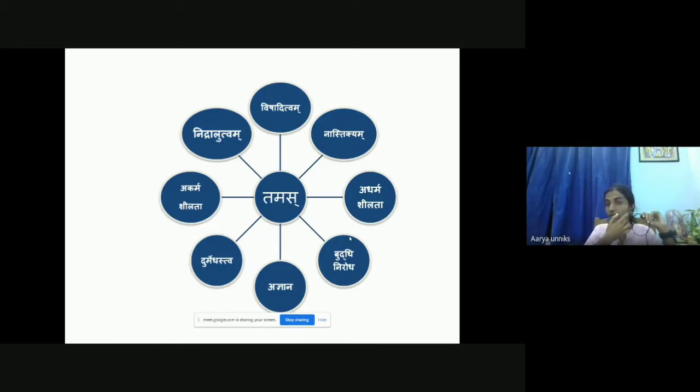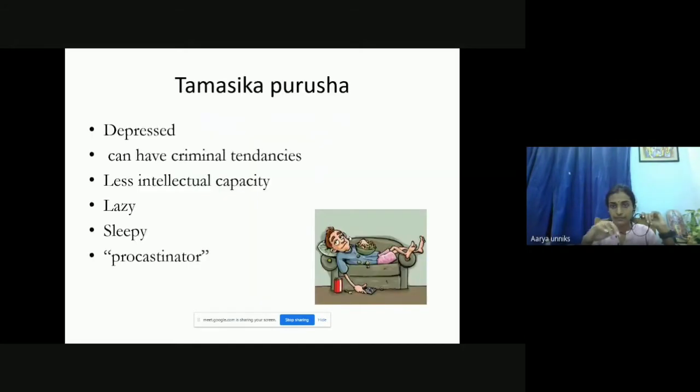So what does nastikam mean? Nastikam does not only mean disbelief in God. Dalhana says belief in paraloga, dharma, all comes under the astika belief, and he is a non-believer. So this is what a tamasika purushan will be like, depressed. He can have criminal tendencies. That's the word adharma shilata. Because he doesn't fear anything. He doesn't fear God. He doesn't believe in rebirth also.